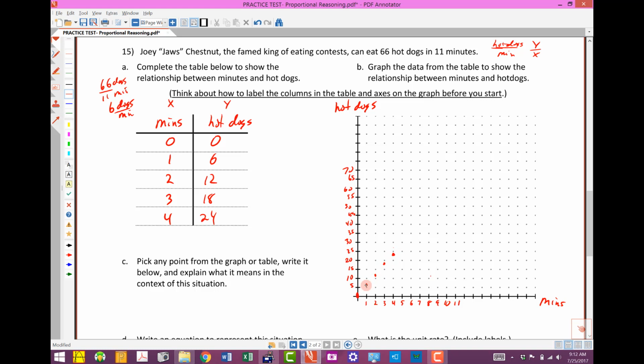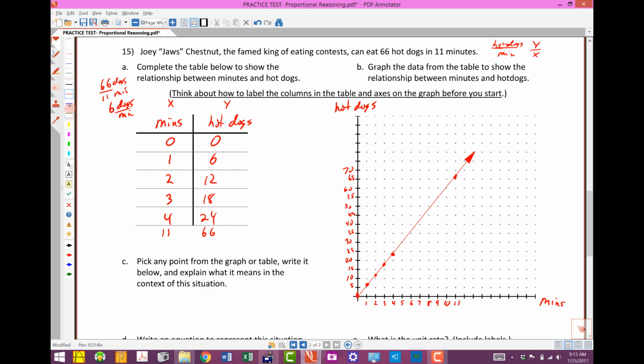But let's check this one. Remember, if we were down here at 11 minutes, he would hit 66 hot dogs. So 11 minutes, let's go up and hit 66. So that would be about right there. And you'll notice that that lines up pretty well. So I'm going to grab my line tool and stretch that line like this. Okay, looks like we're in good shape. So we've got these points. We've got that point right there. Straight line goes through the origin, lines up with the points. So we have shown this proportional relationship right here.